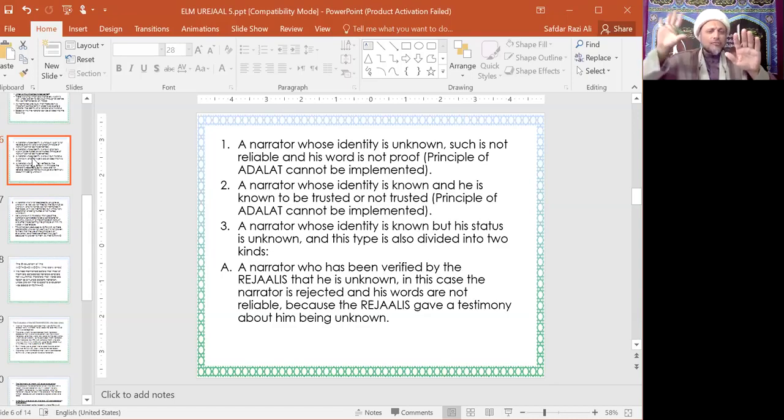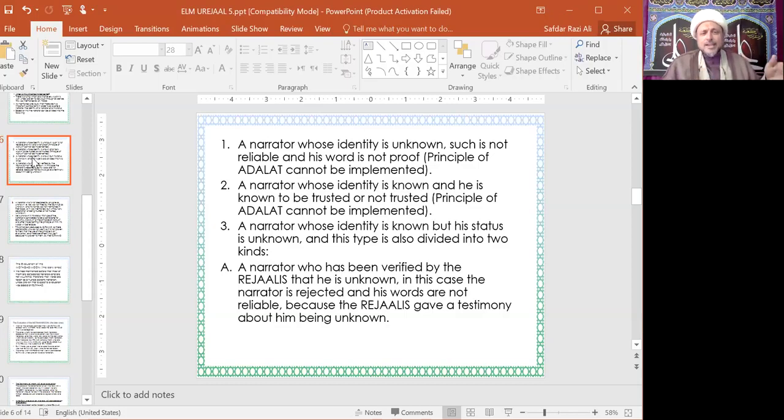So in the case of A, unknown, who is he? We don't know. We can't apply the rule. Now we know who he is and how he is. We will not apply the rule here. Who is he? How is he? We know it. The ulama have declared it.